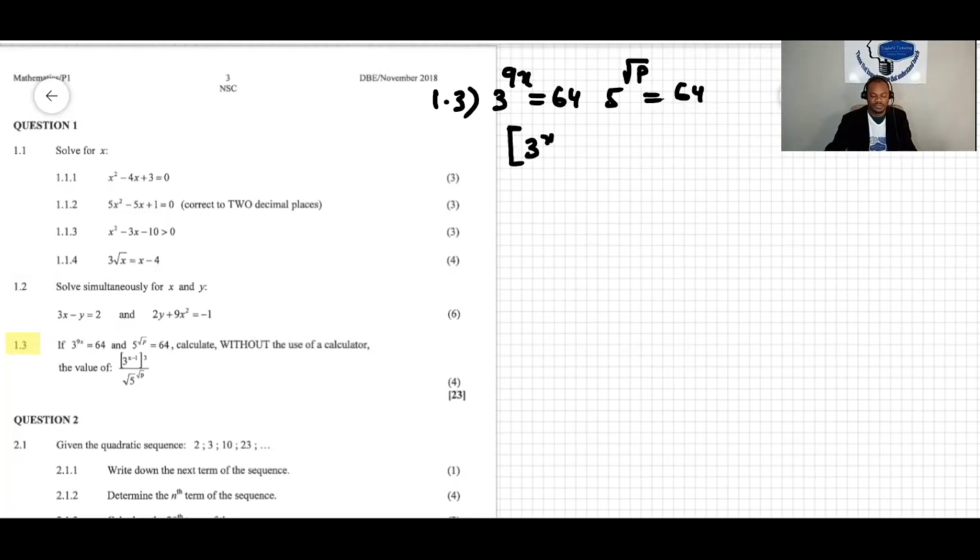3 to the power of x minus 1, all to the power of 3, over the square root of 5 to the power of square root of p. Oops. We need to find this value. All right, the question looks challenging, tricky, but now let's see. Let's think all together. We have 3 to the power of 9x equal to 64.